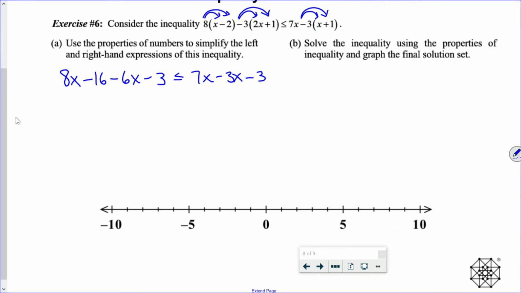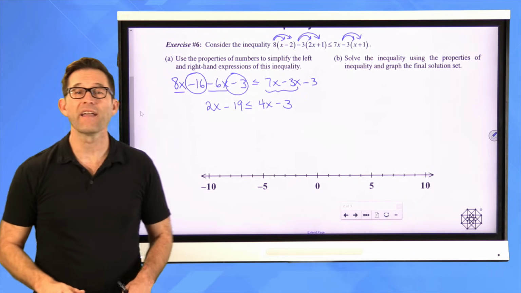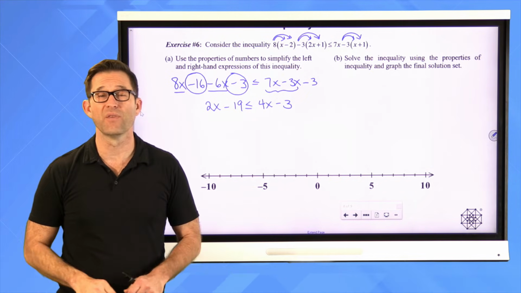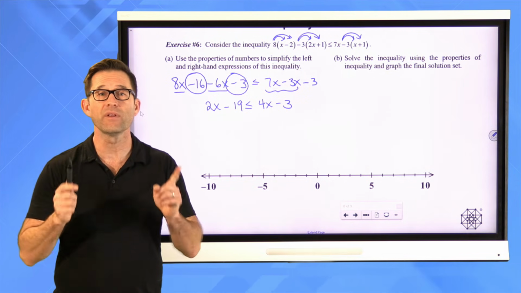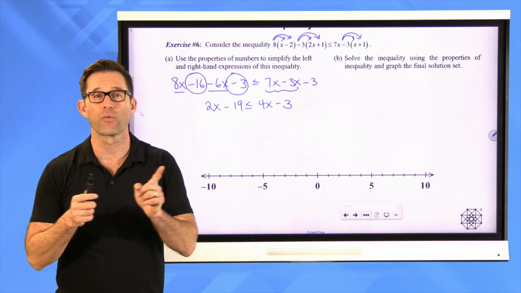Now I can do some commutative associative kind of work on the left-hand side. 8x minus 6x is 2x. -16 plus -3 is -19. Is less than or equal to, again, a little bit of combining like terms here, 4x minus 3. Okay, again, I have done nothing up to this point to solve this inequality. All I've done is equivalent expression work on the left and the right-hand side.